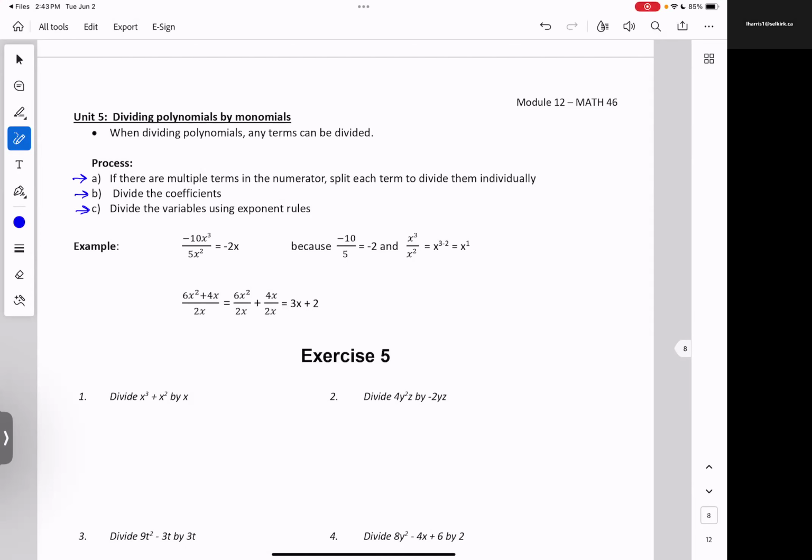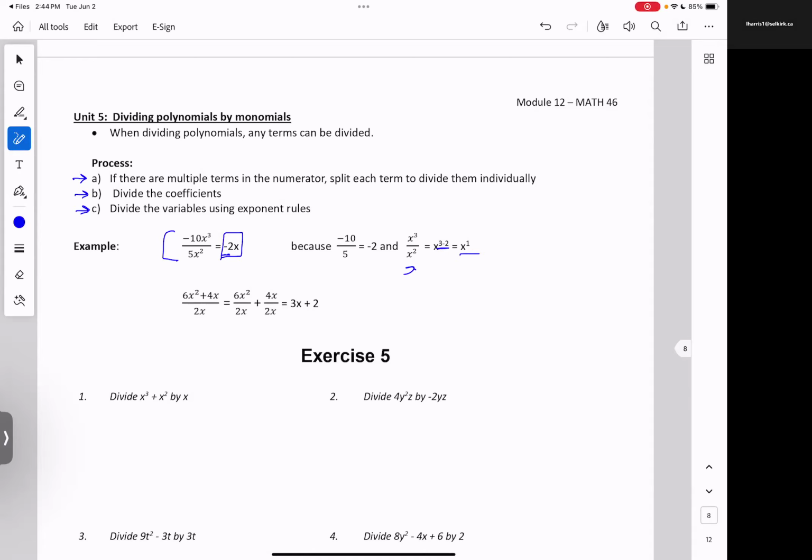So for example, in this first example here, we just have a single term being divided by 5x squared. So we're going to start by dividing out our numbers. So negative 10 over 5 gives us the negative 2 here. And then we've got x to the power of 3 over x to the power of 2. Okay, and so that would be x to the power of 3 minus 2, which is x to the power of 1, or just plain x. So we get an answer then of negative 2x.